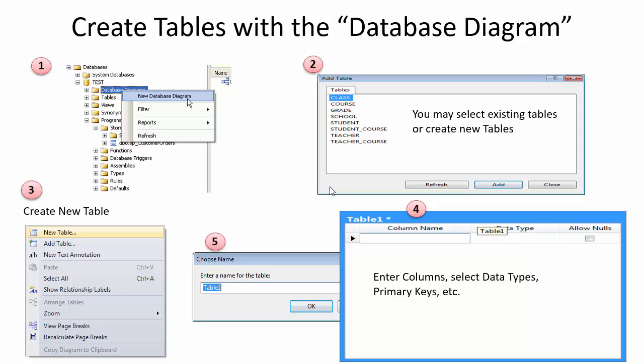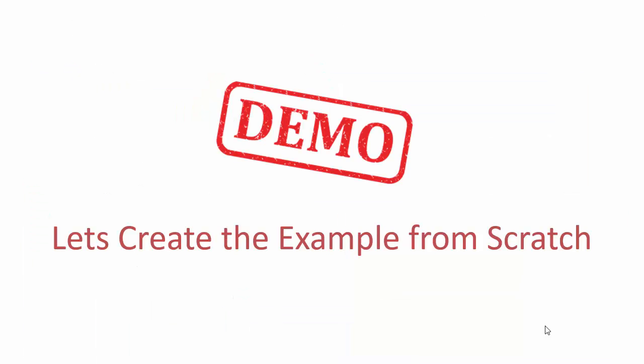Another approach to create the tables inside SQL Server is to use the database diagram. So we just, on our database, select database diagram, right click and select new database diagram. And then inside the diagram you can right click and select new table, enter the name for the table and start entering the column names, data types, etc. Like we did previously. So let's do that from scratch.